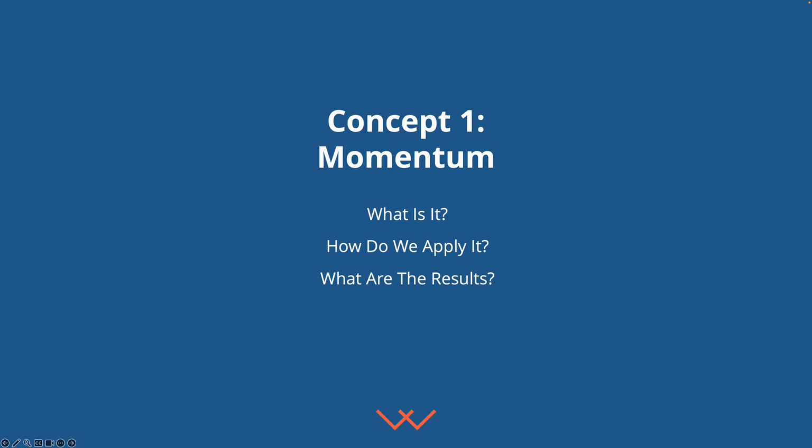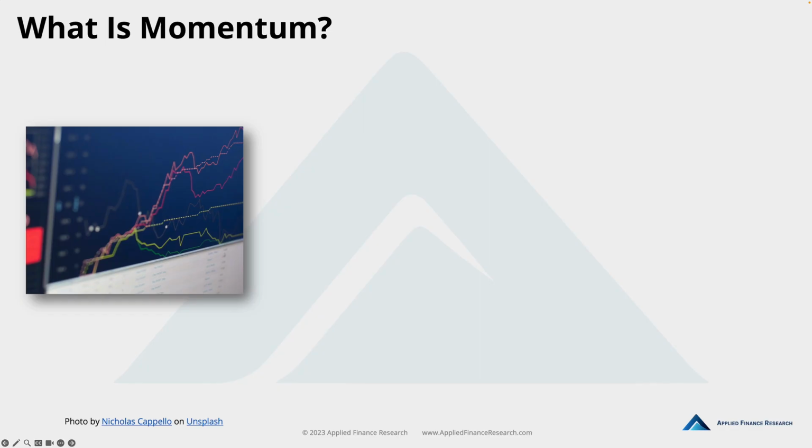The first concept that we're going to look at is momentum. We'll look at what is it, how we apply it, and what are the results. So what is momentum? Well, to oversimplify, momentum is the capacity for a price trend to continue. It can be helpful to think about the relationship between the concept of momentum in the world of physics and the concept of momentum in the world of finance.